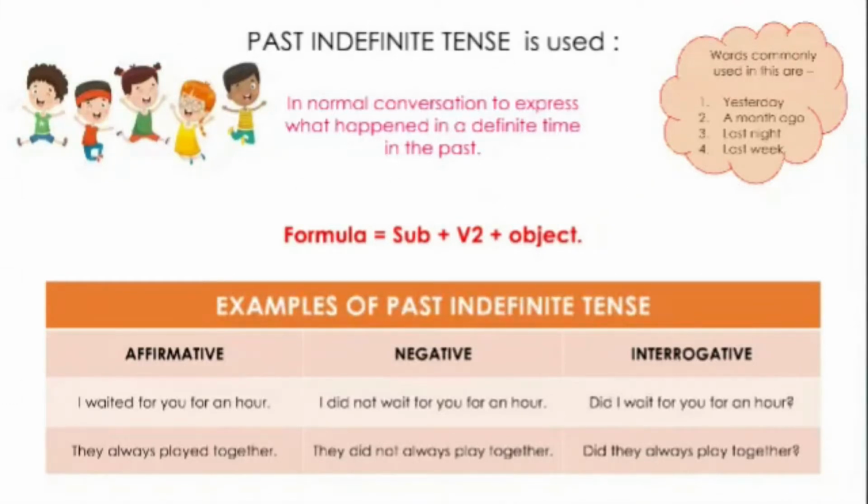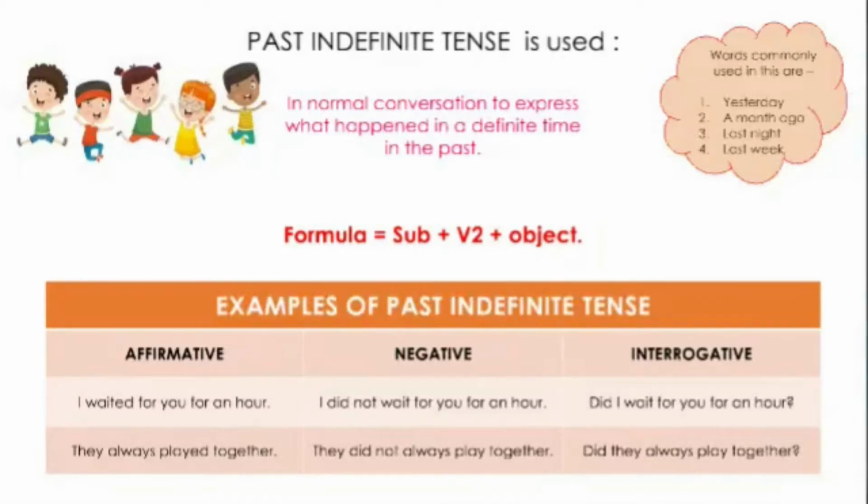Simple past tense is used in normal conversation to express what happened at a definite time in the past. Formula is subject plus V2 plus object. Now, we all know subject means he, she, it, they, like that. V2 is the second form of the verb, that is past tense. Now V1, V2, V3, we shall be using these terms in place of present tense, past tense and past participle form of the verb. This has been already said in the first and second video. So here for past indefinite tense, the formula is subject plus V2 plus object.